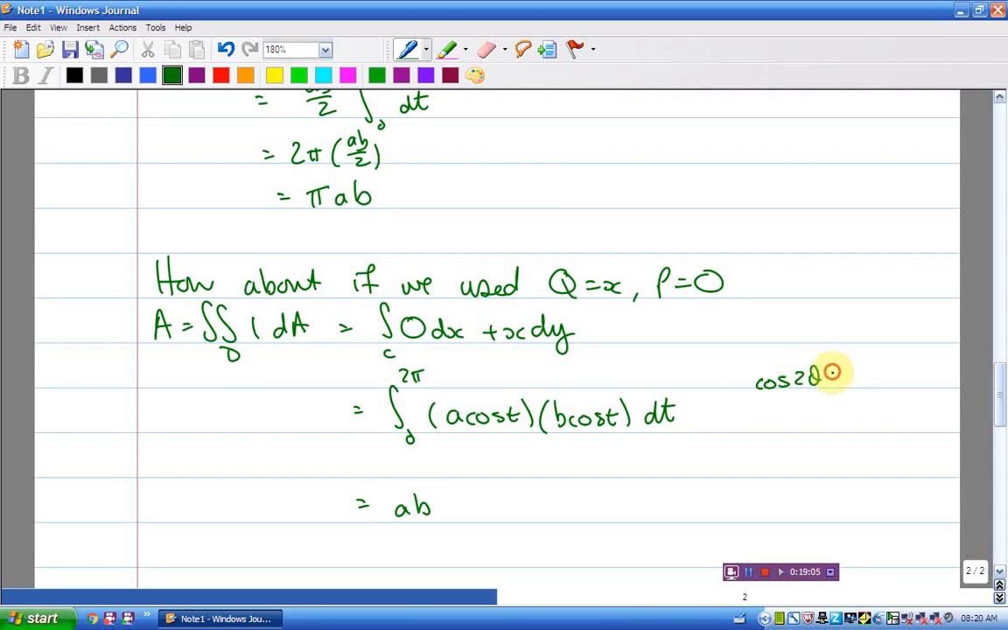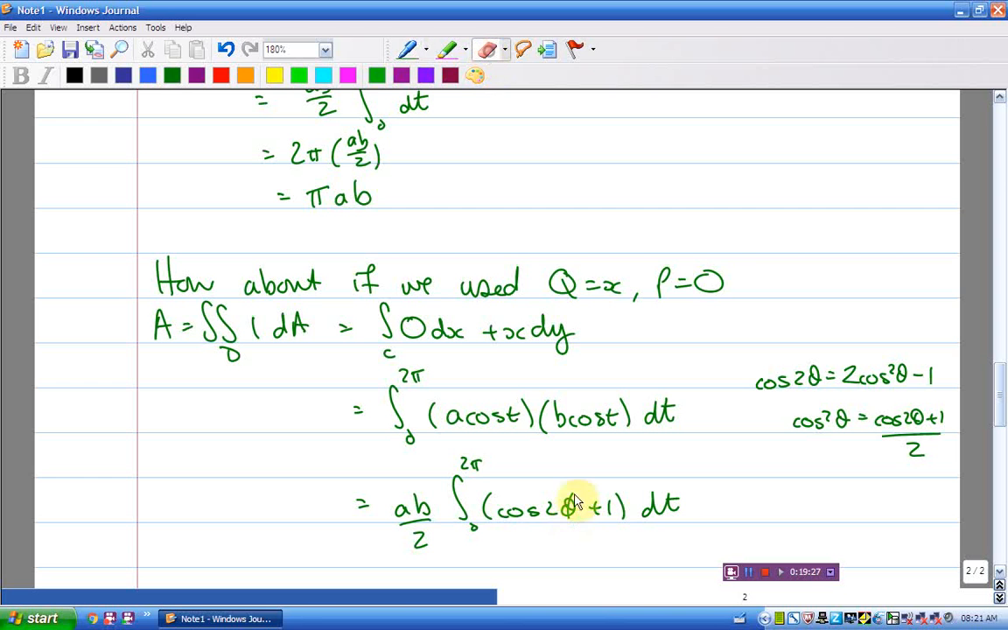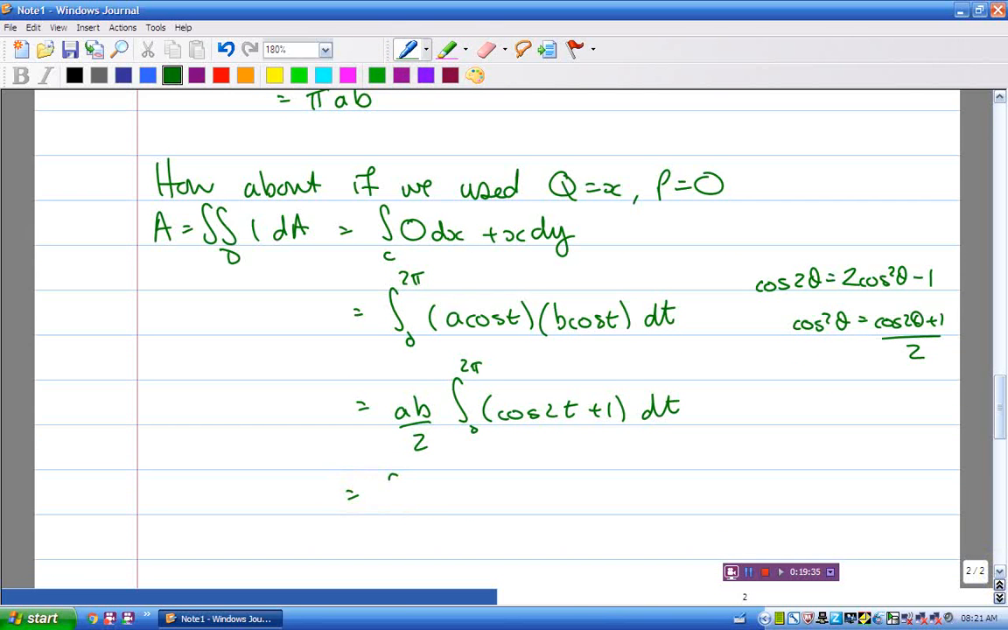I know that cos of 2 theta is 2 cos squared theta minus 1. So cos squared theta is cos 2 theta plus 1 over 2. So that's the integral 0 to 2 pi. I'll bring the half out. Cos 2 theta plus 1 dt. Oh, sorry, not a theta, but a t. Okay. And that'll be ab over 2. It'll be a half sine 2t plus t from 0 to 2 pi.